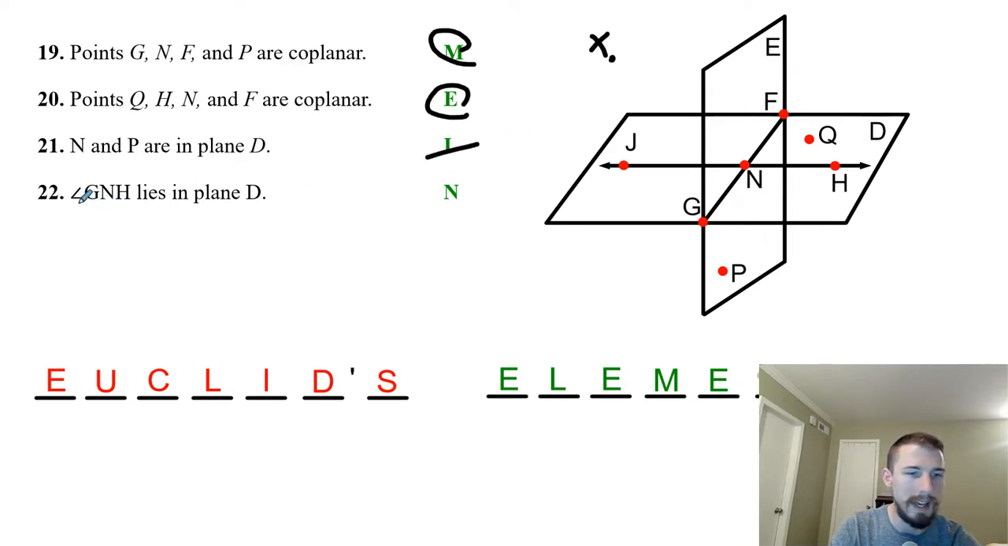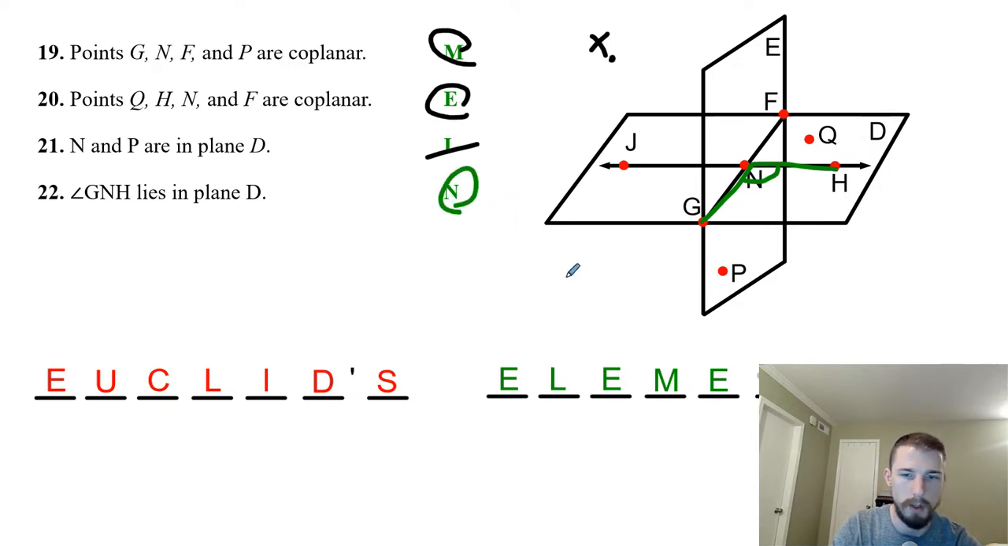The last one is angle GNH lies on plane D. So angle GNH is going to be this angle right here. Let me change colors so you can kind of see what I'm drawing. But we start with G, then we go to N, then we go over to H. So that's referring to this angle right here. That's angle GNH. And if you notice, the entire angle is on plane D, the horizontal plane that they have drawn for us. So that one is true. So 2, I think it's still green.